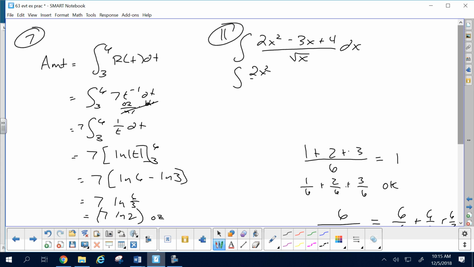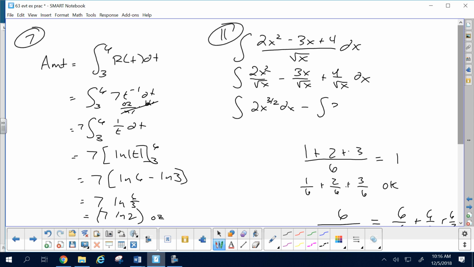That said, you're going to use that split-it-up rule and say this is the same as 2x squared over root x minus 3x over root x plus 4 over root x, and integrate each one separately. This is nothing more than 2x to the 3 halves integrated if I combine those powers, right? Are you with me? Yes.